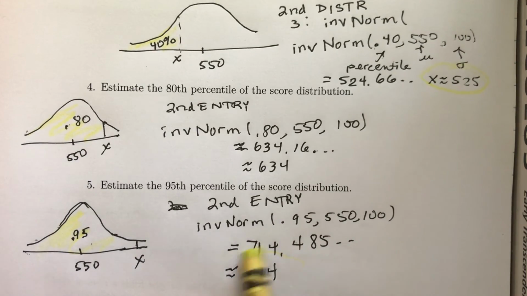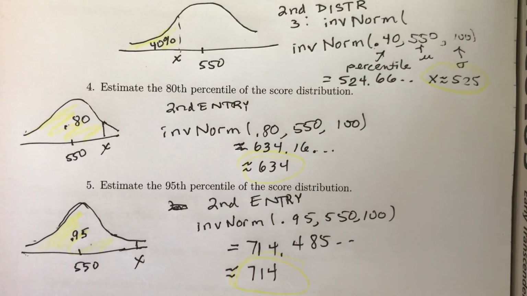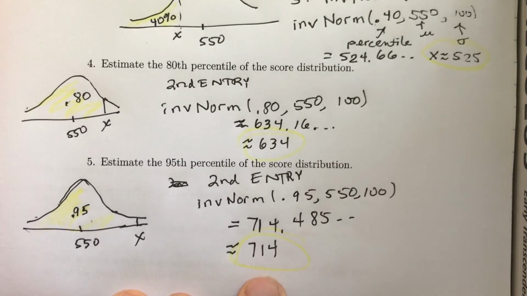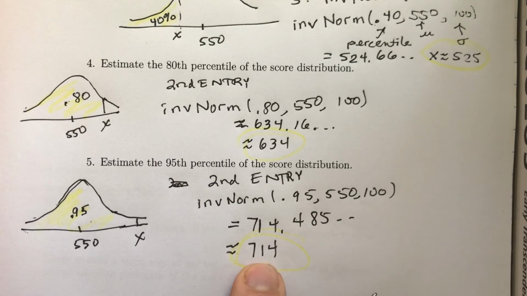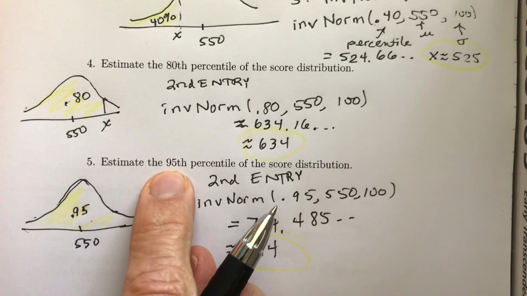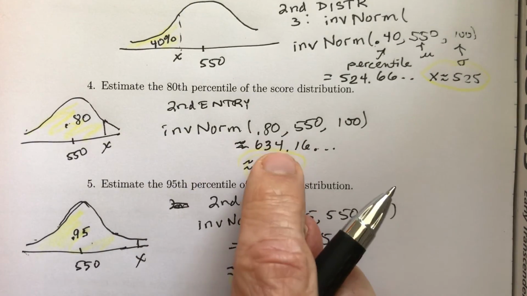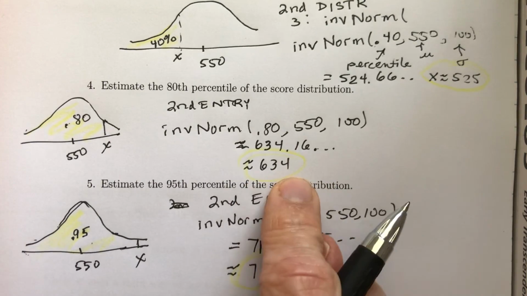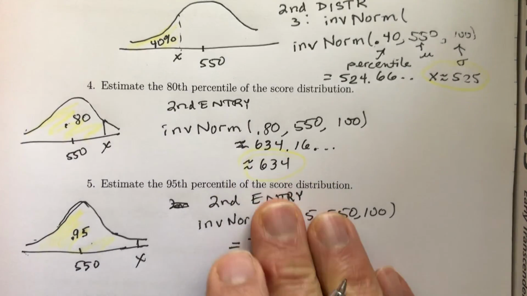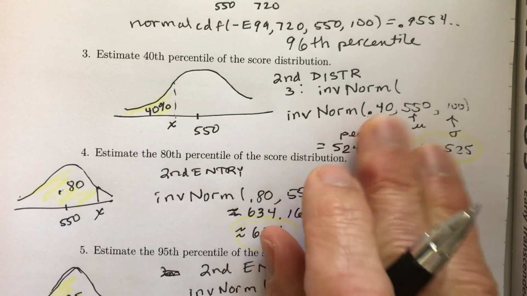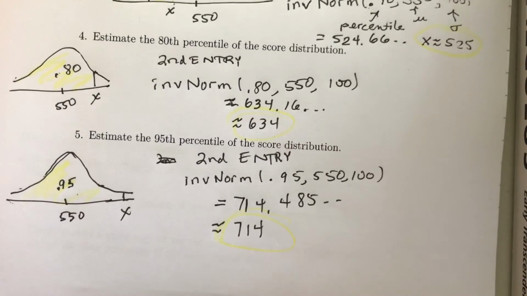The larger the percentile, the greater the score should be, because a score of 714 is a really good score on the math SAT. It's more than 95% of the people at this college. A score of 634, that's good. It's greater than 80%. 525 is only greater than 40% of the people. All right, that's all.